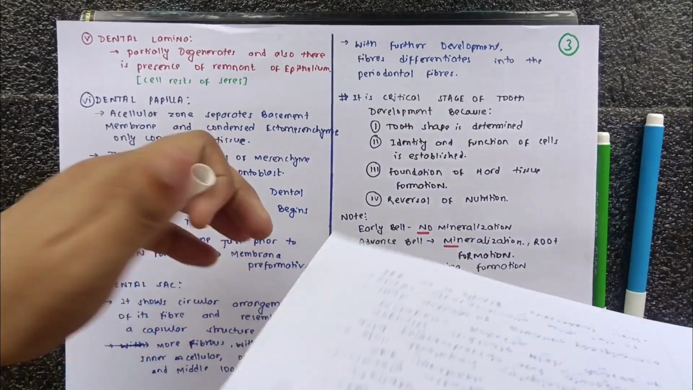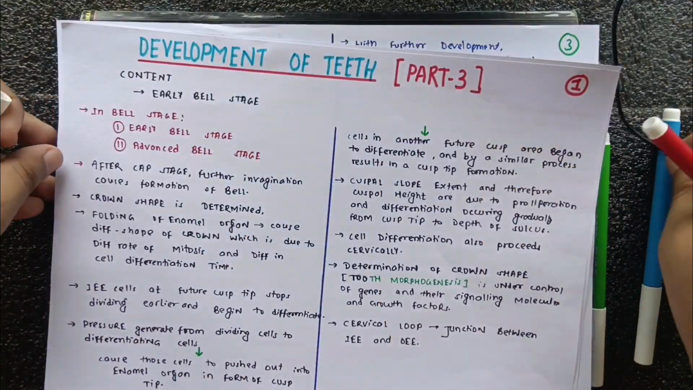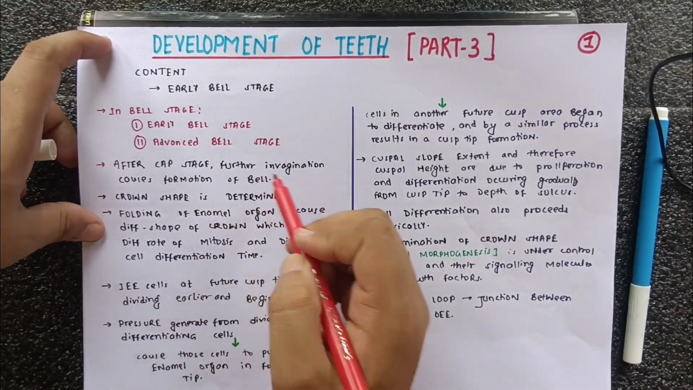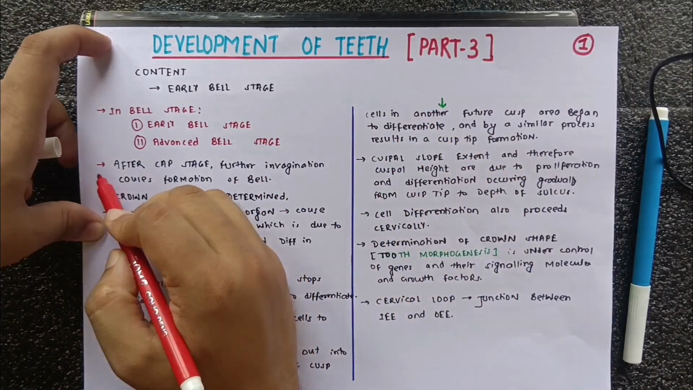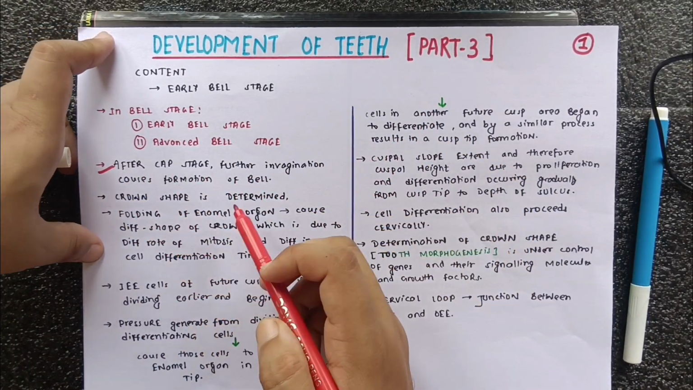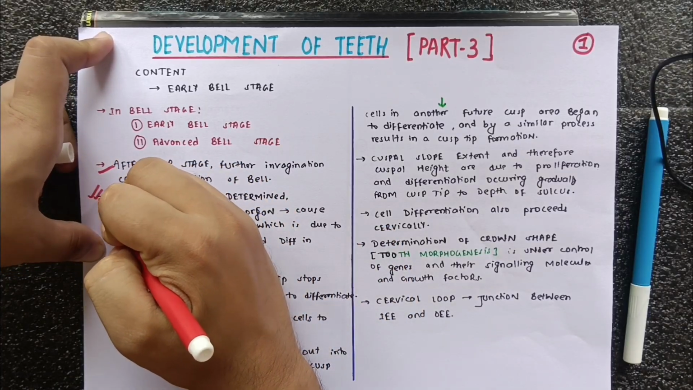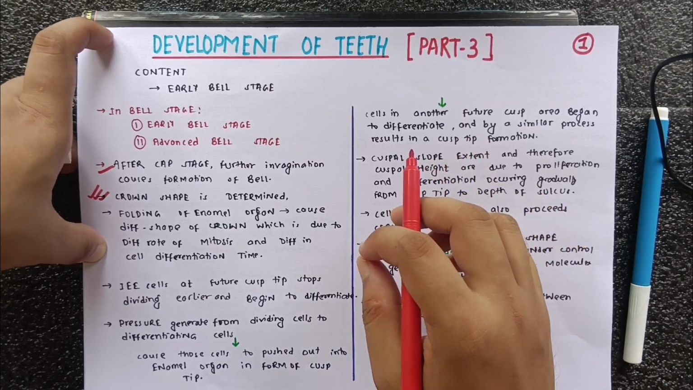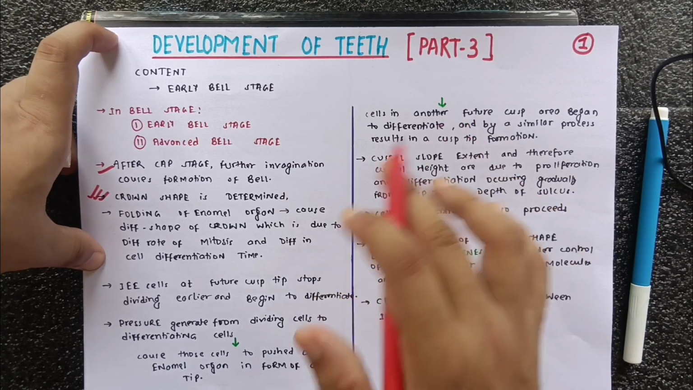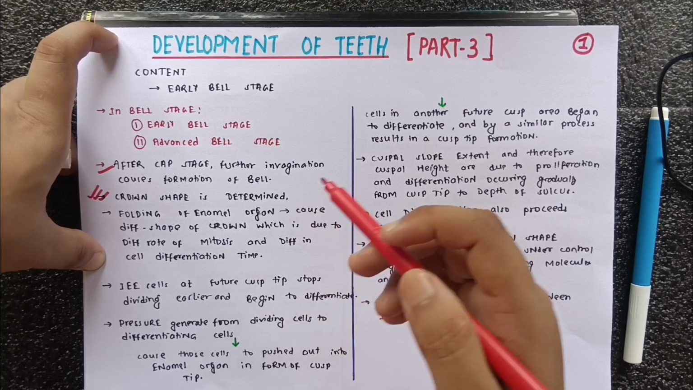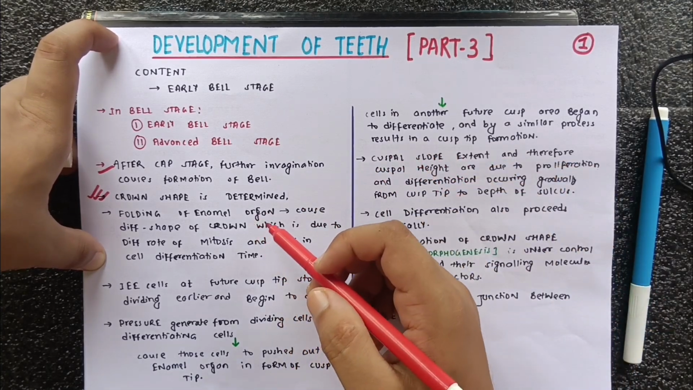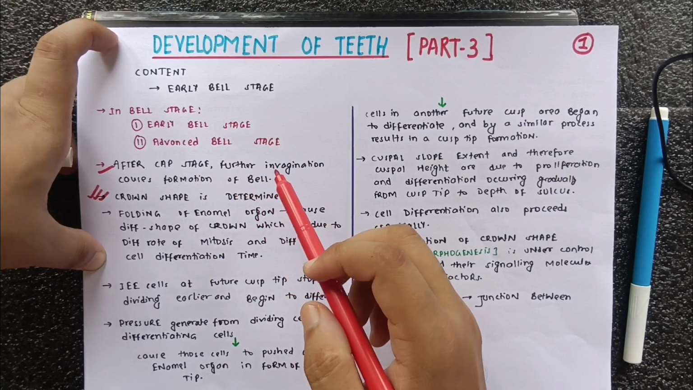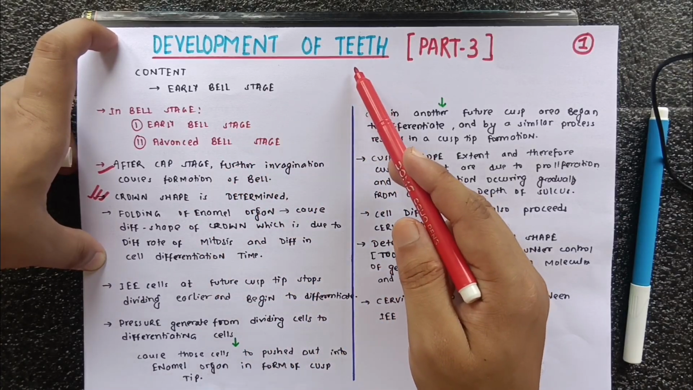After the cap stage, further invagination occurs that causes the formation of the bell. After that, crown shape is determined here. This is very important and has to be remembered for the early bell stage. The most important thing in the development of the teeth that happens in the early bell stage is crown shape formation. What the shape of the crown will be is determined in this stage, so this is one of the very important stages of tooth development.